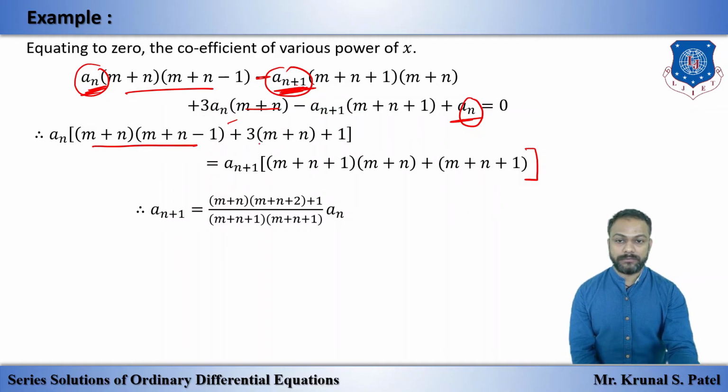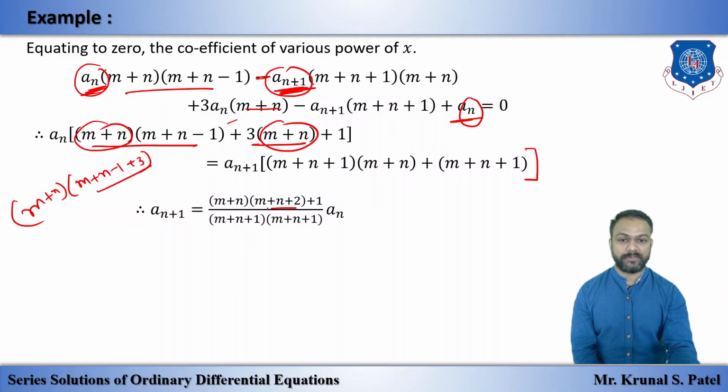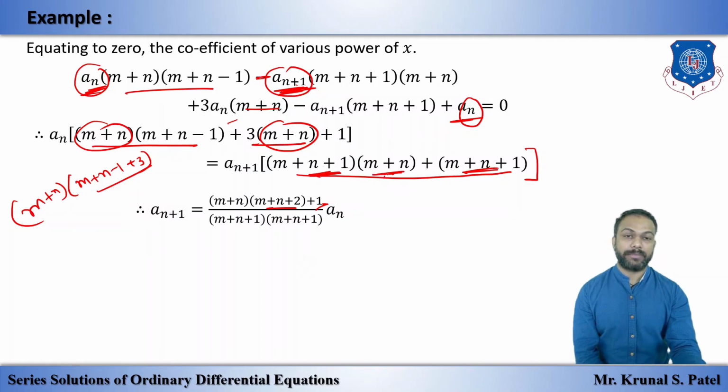From these two terms, we'll take common m plus n. So we have m plus n in the second bracket, we have m plus n minus 1 plus 3, so it will become plus 2 here. And we have plus 1 as it is. In a similar way, from this we will take common m plus n plus 1. So we have another m plus 1, m plus n plus 1.